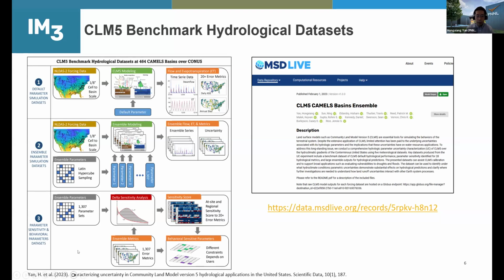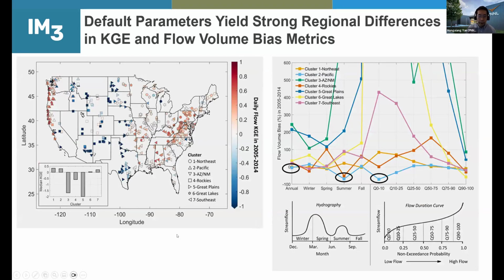And third, we give you the sensitivity parameters and also the sensitivity scores. And finally, we develop the behavior parameter set, which can be partitioned using the data simulation work. Okay, here are the results.